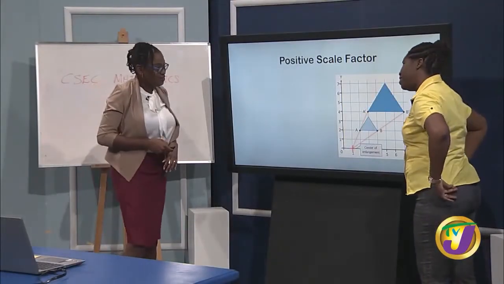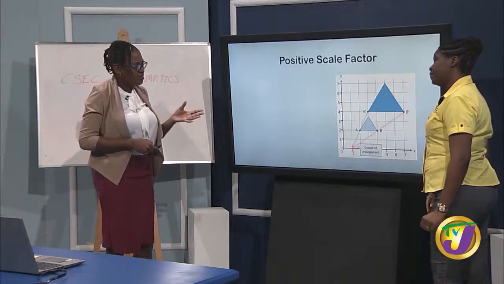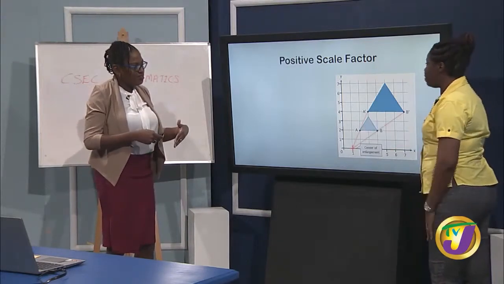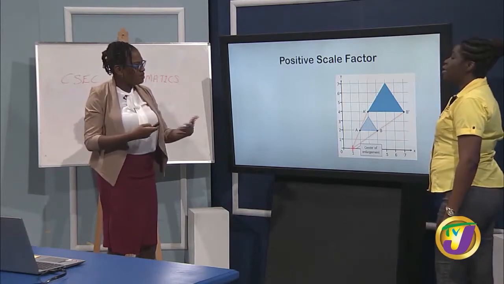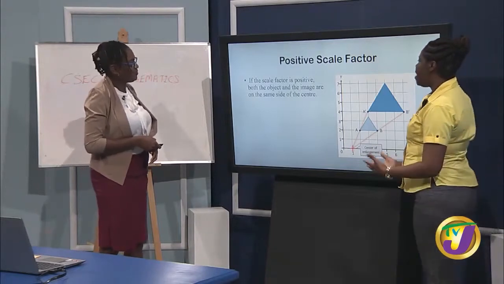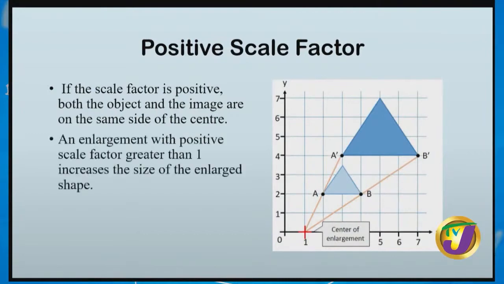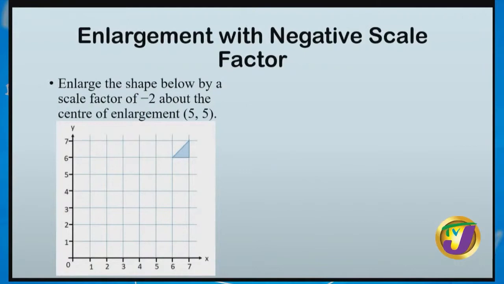So what do you think will happen if we have a negative scale factor? Since positive and negative are opposites, I'm thinking the opposite thing would happen. So instead of them being on the same side, they're going to be on opposite sides? It's a possibility. If the scale factor is positive, both the object and image are on the same side. And when we have a scale factor greater than 1, it increases the size. So let's look at enlargement with a negative scale factor. This is the one I want to see.